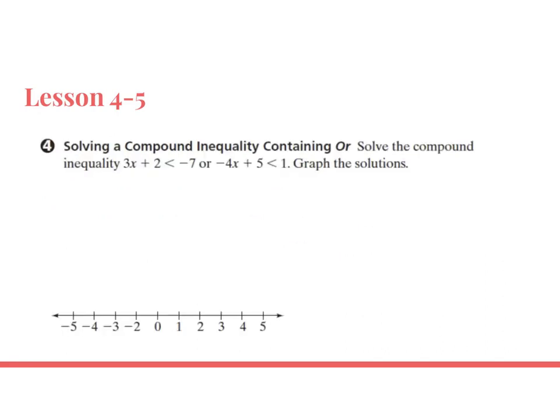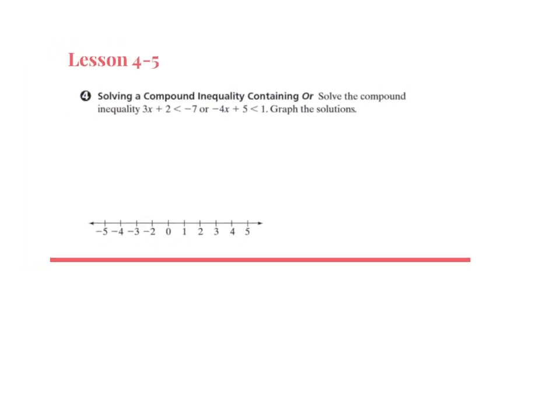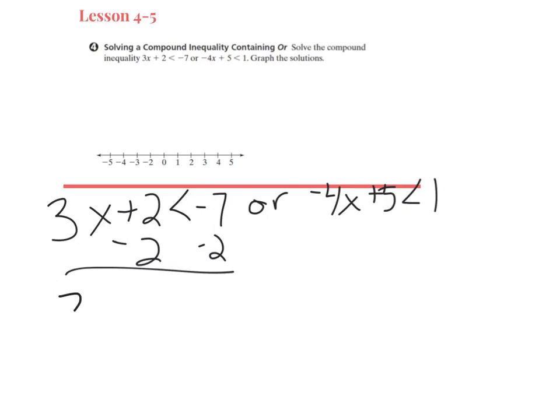And then to solve a compound inequality, you solve each of them separately. In this case, unlike the and situation where you can kind of solve them simultaneously. So we have 3x plus 2 is less than negative 7, or negative 4x plus 5 is less than 1. So I'm going to subtract 2 from both sides here, and I'm left with 3x is less than negative 9. Divide both sides by 3.